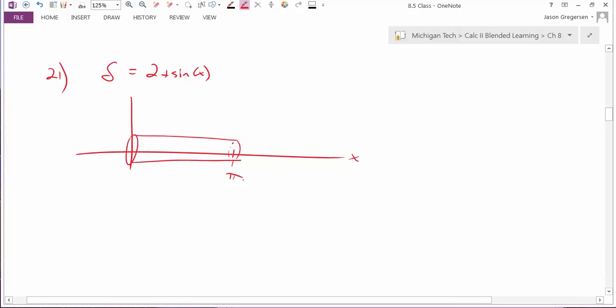Okay. Generally we're going to have to integrate x times the mass and divide it by the total mass.